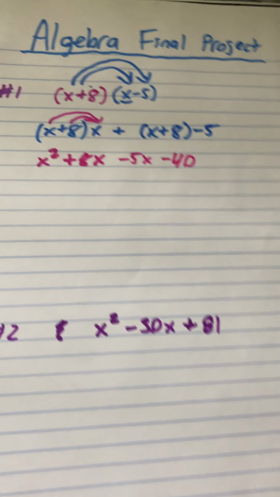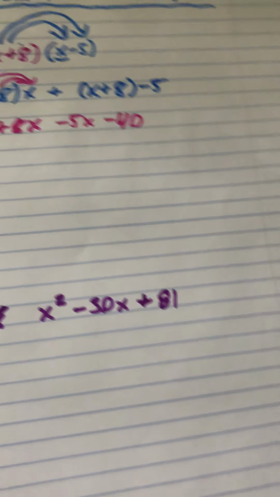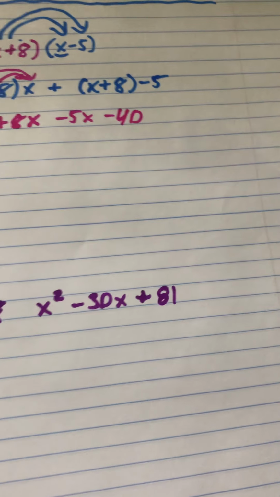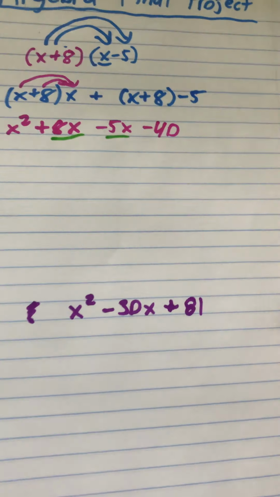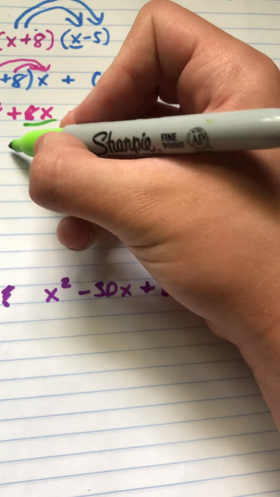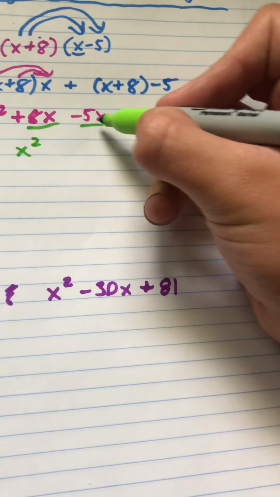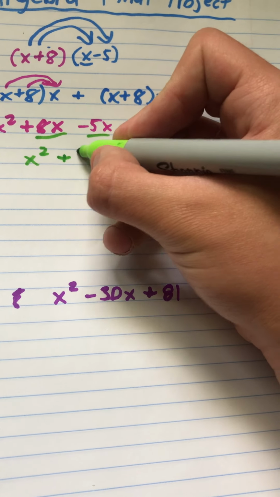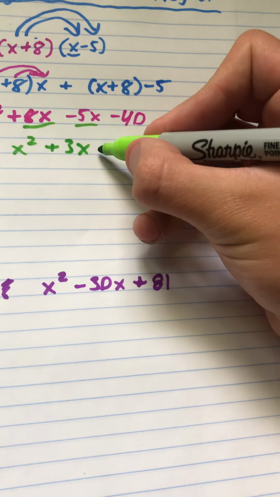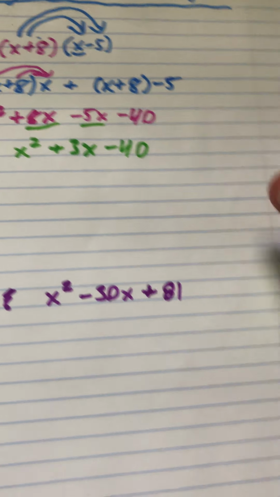And then once we get to this point, we're not done yet, so let me switch colors here again. These two can be combined as like terms, so it'll be x squared, and 8x minus 5x is 3x, so x squared plus 3x, and then minus 40. And that is the final answer for that problem.